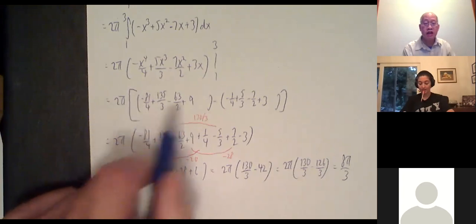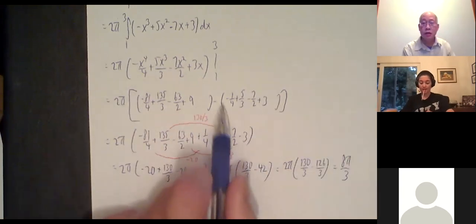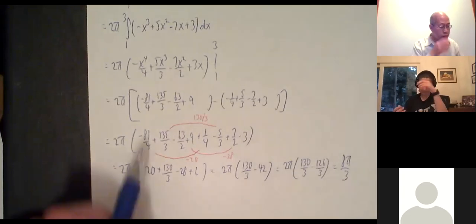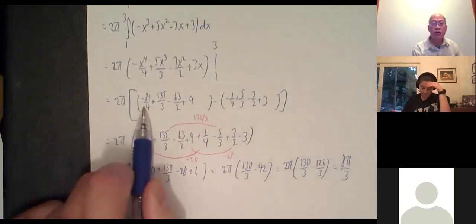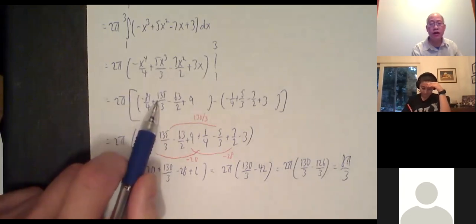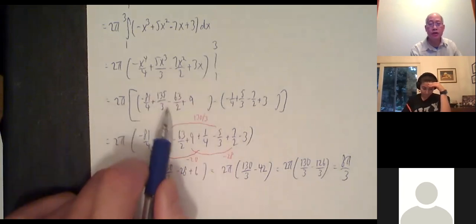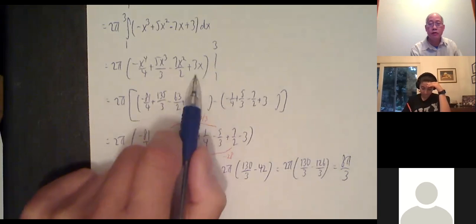Okay, this set of parentheses, plug in 3. This set of parentheses, plug in 1. So plug in 3: negative 81 over 4. Plug in 3, 3 cubed is 27, 27 times 5 is 135. Plug in 3, 3 squared is 9, 9 times 7 is 63. 3 times 3 is 9.